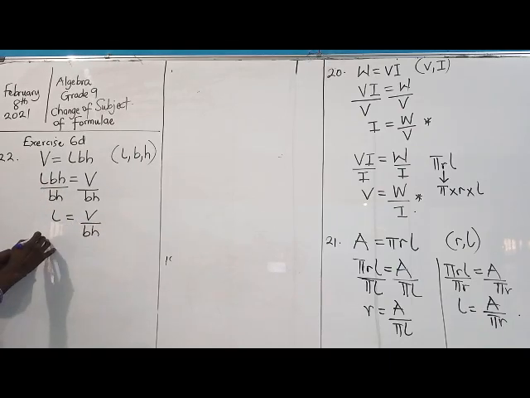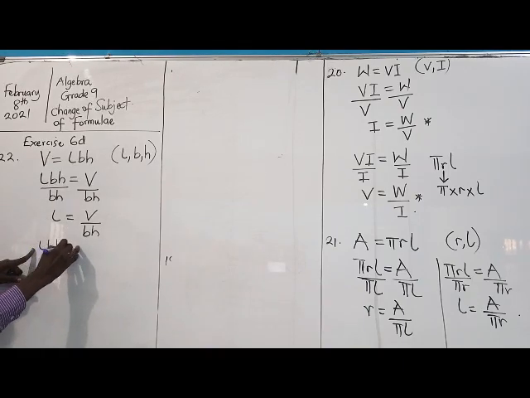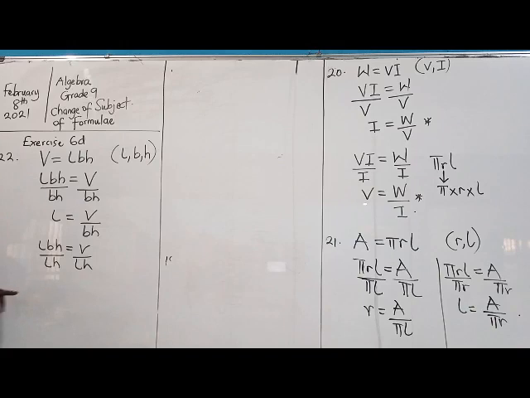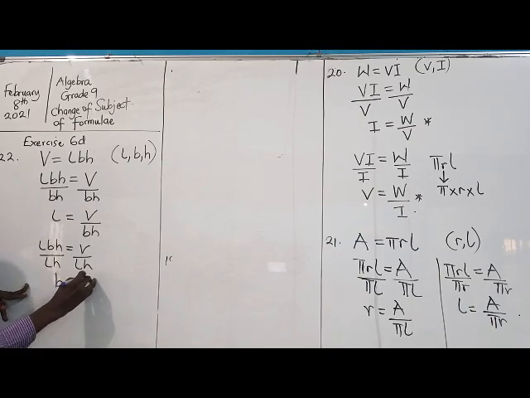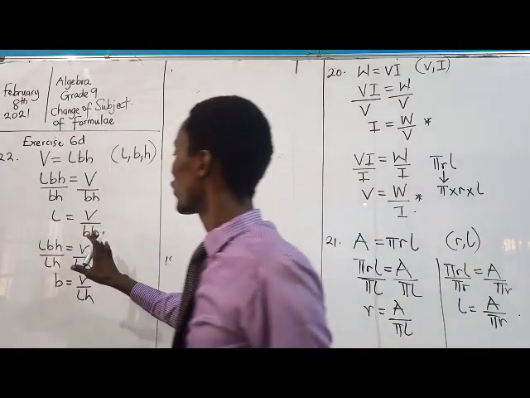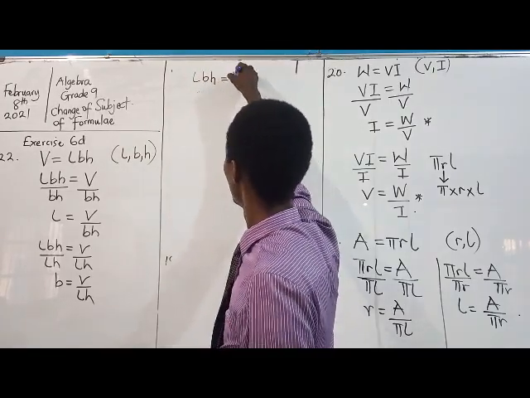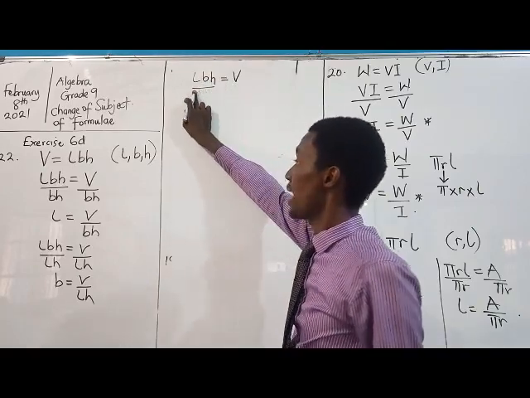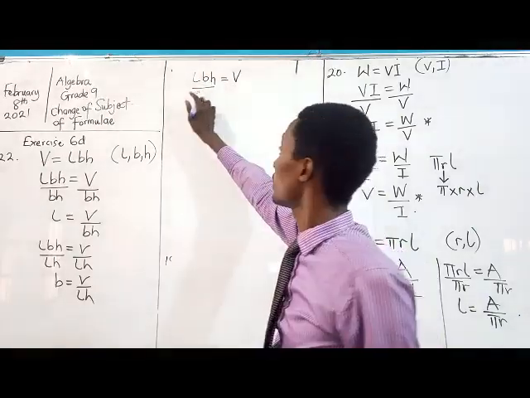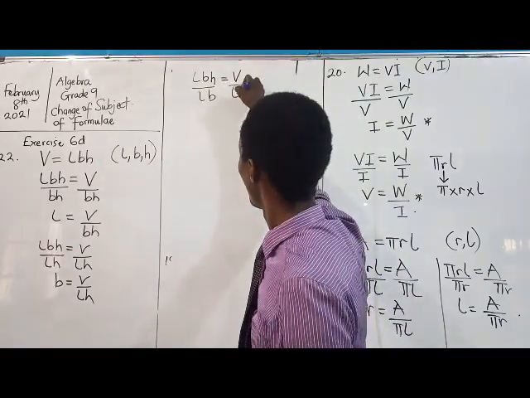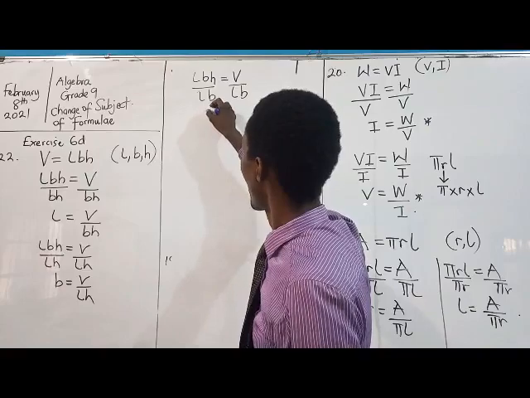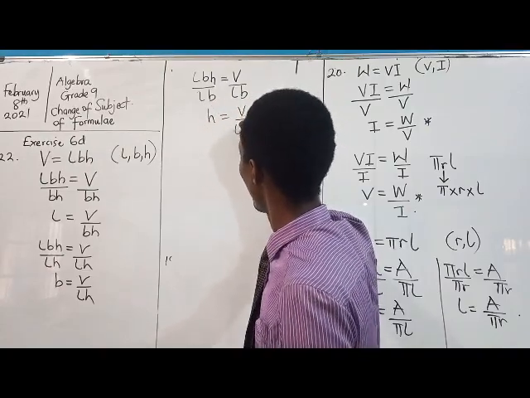Now, when we're looking for B, we'll divide both sides by what? LH. And that will mean that B will be equal to what? V over LH. Now, what about if we're looking for H? We will then divide both sides by what? LB. And as such, H will now be equal to V over LB.